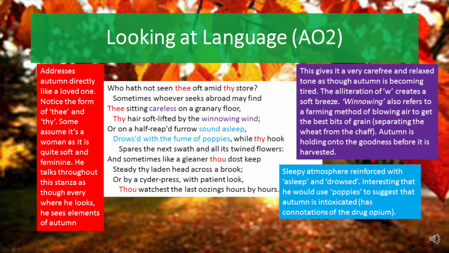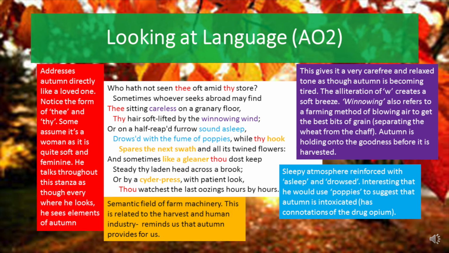Not to make it too complicated, but poppies also have connotations of the drug opium, and opium was taken quite a lot in the 19th century. We don't know whether Keats did, by the way. I don't know that for sure. Some people suggested maybe he did. But it creates that illusion of something that's quite intoxicated, and it's almost as if autumn is drowsy and wanting to go to sleep, in a good way. It feels nice, it feels good, it feels calm, it feels relaxed.